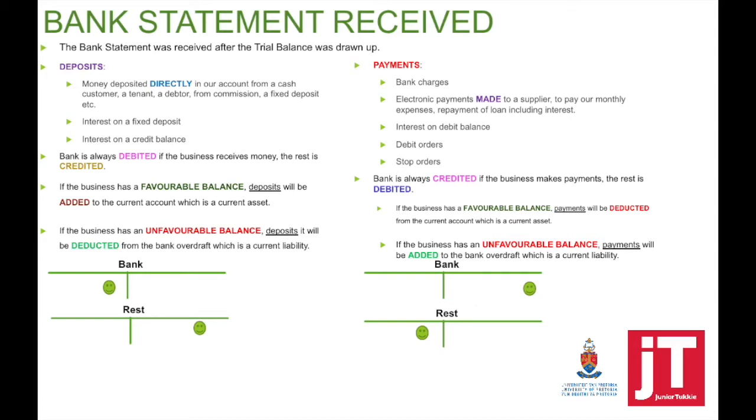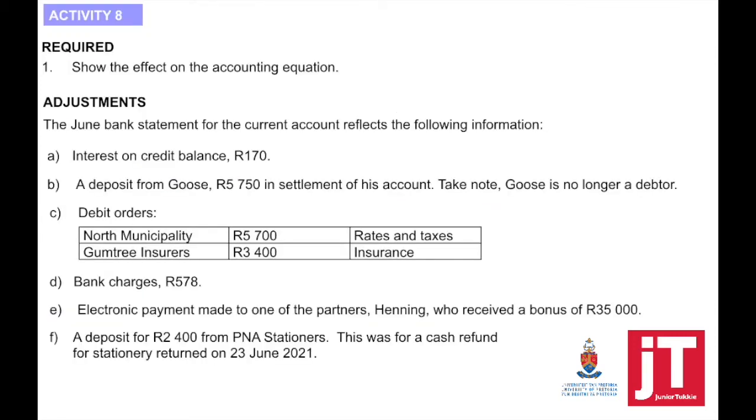If the business has a favorable bank balance, it means that payments will be deducted from the current account, which is a current asset. So our assets will decrease. If the bank has an unfavorable bank balance, it means payments will be added to the bank overdraft, which is a current liability. It means that our debt will increase. Required: show the effect on the accounting equation.